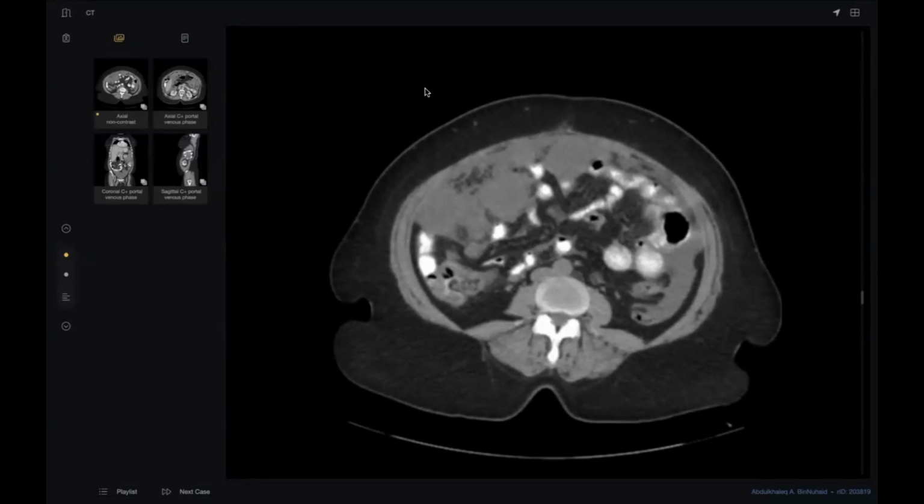And there is free fluid seen in both paracolic gutters. I couldn't see any significant lymph nodes. That could be omental caking. We're looking for ovarian tumor, pancreatic tumor, or GIT tumors.